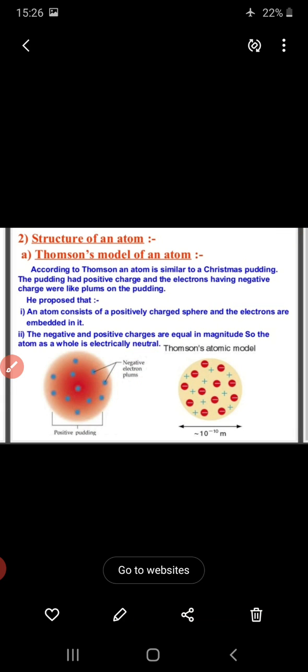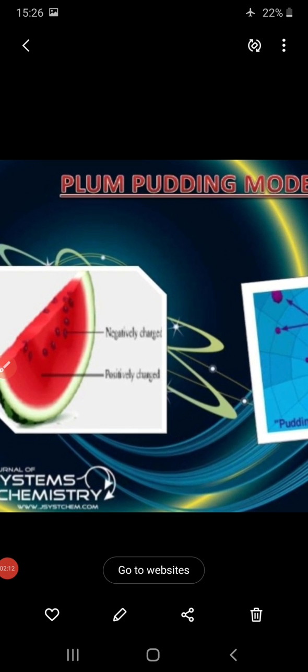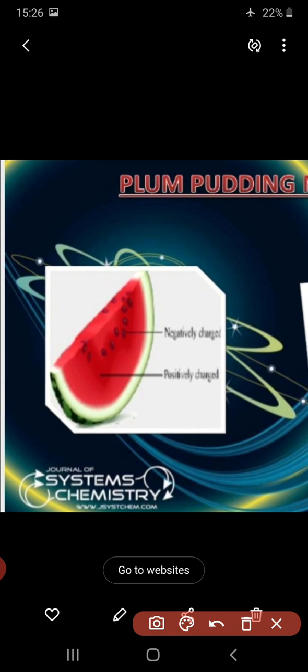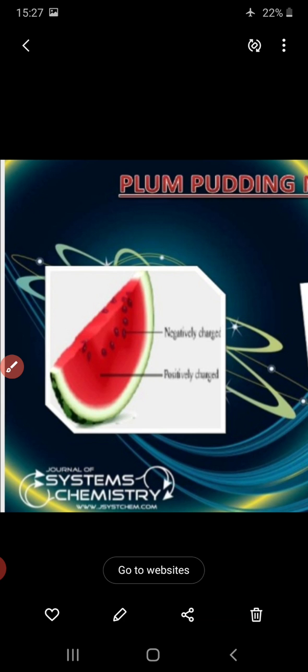Now see the image. We consider it as an image of a watermelon. This part is positively charged, and these seeds are negatively charged, which are electrons. The seeds are negative and the plum is positive, both are attracted and get neutral. So the atom is neutral. Okay, got it?